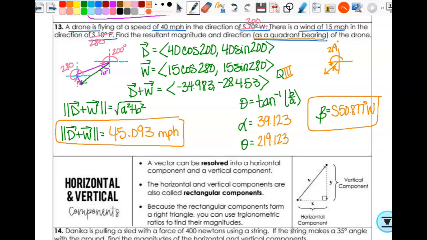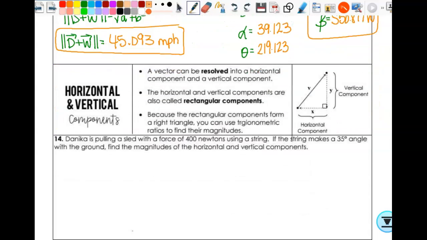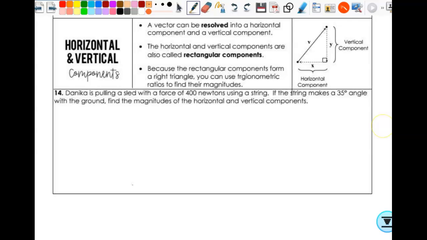All right. So now let's talk about horizontal and vertical components. A vector can be resolved into a horizontal component and a vertical component. The horizontal and vertical components are also called the rectangular components. Because the rectangular components form a right triangle, you can use trigonometric ratios to find their magnitudes. Okay? So Danica's pulling a sled with a force of 400 newtons using a string. So she's not crouched down on the ground pulling the sled itself. She's pulling it with a string.